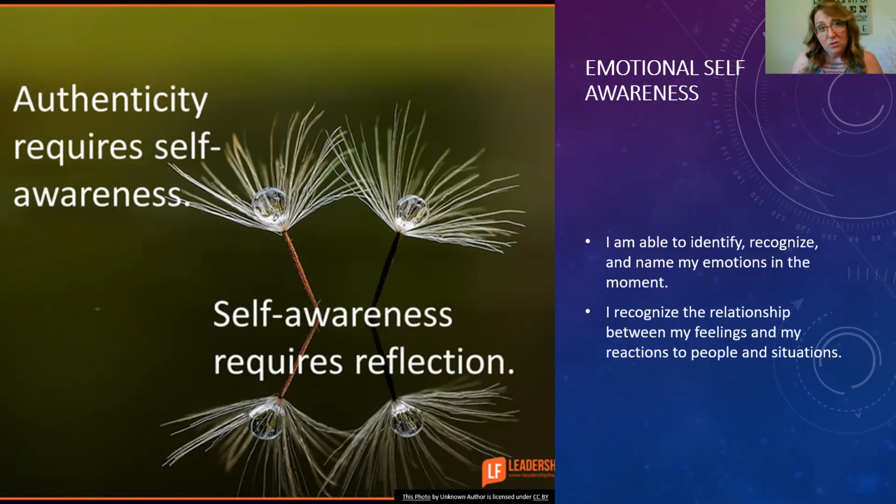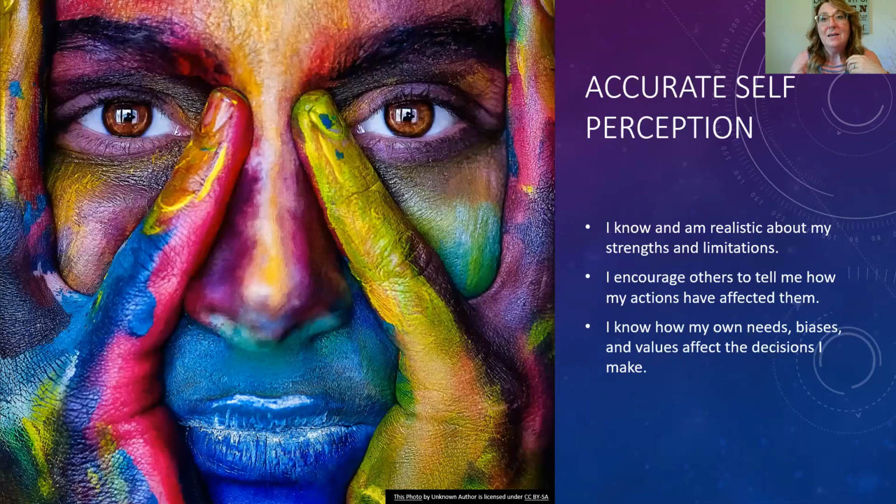So before we can expect students to be self-aware, we have to demonstrate self-awareness. We have to demonstrate what that looks like and practice it. That means we have to have an accurate self-perception, knowing that I am realistic about my strengths and my limitations and not seeing it through the lens of judgment or criticism, and knowing that I can encourage others to tell me how my actions have affected them without being defensive or frustrated or feeling as though I'm being judged. And an accurate self-perception is really knowing how my own needs and biases and values are ultimately affecting the decisions that I make in the world.